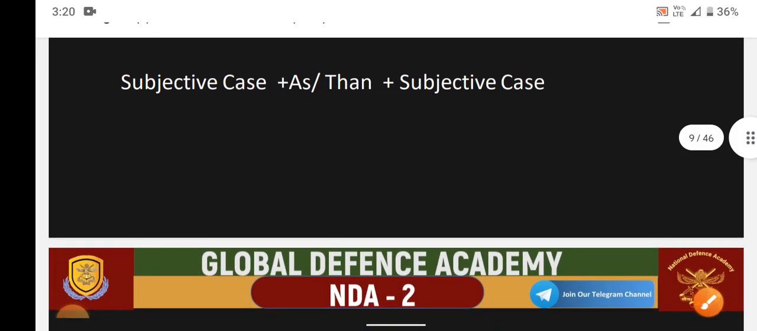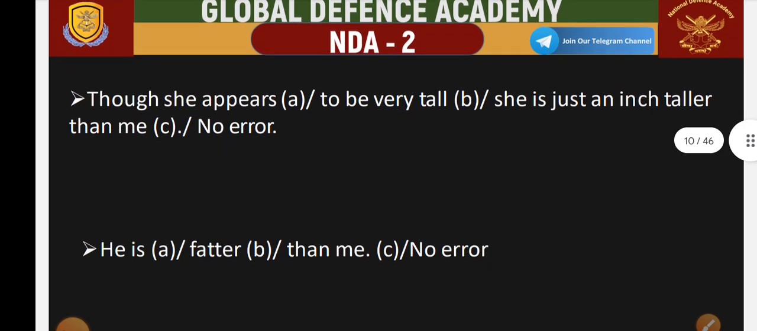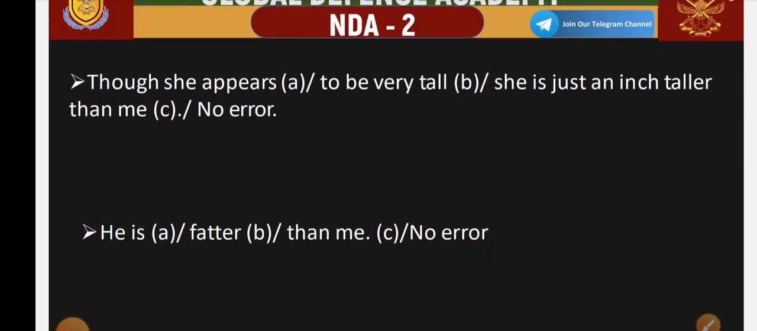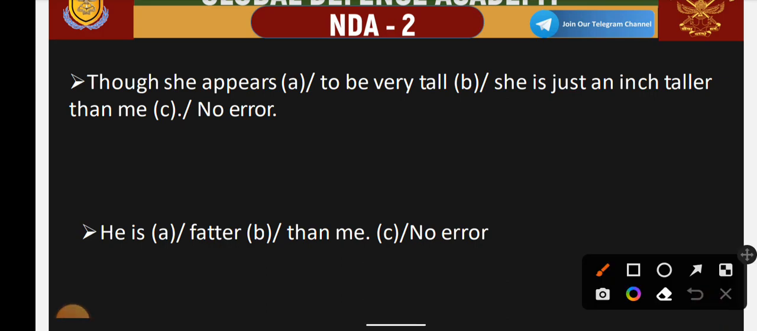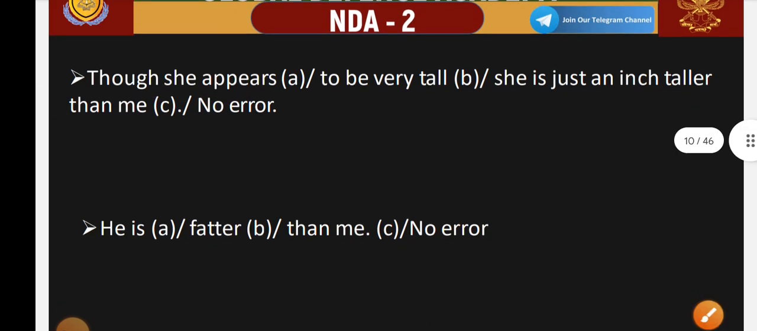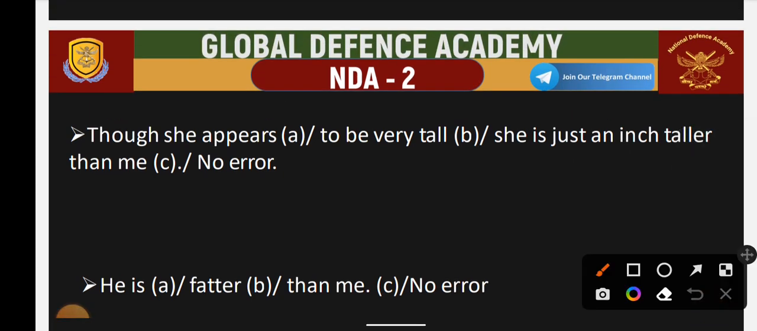Let's have some problems. And this is the slide which will help you clear all your doubts regarding the previous slide. Though she appears to be very tall, she is just an inch taller than me.